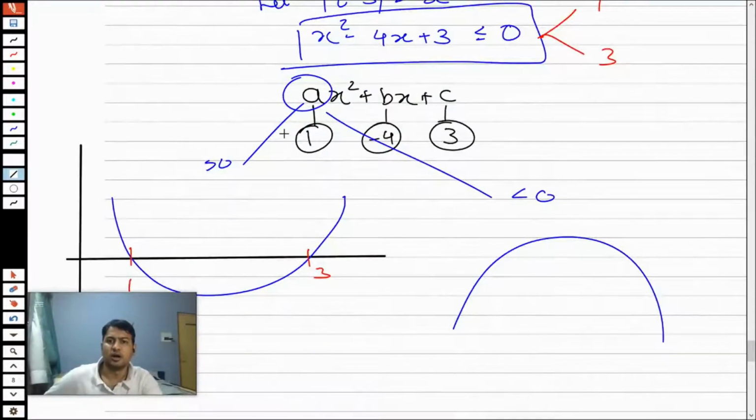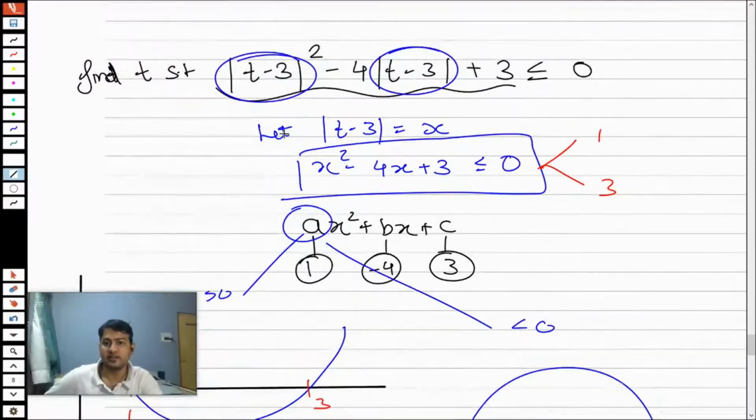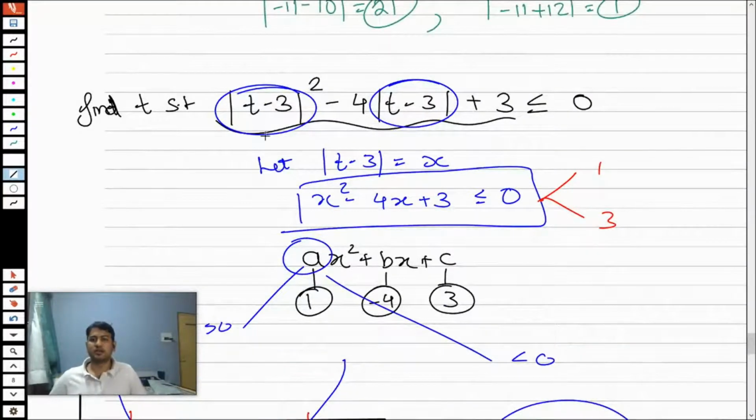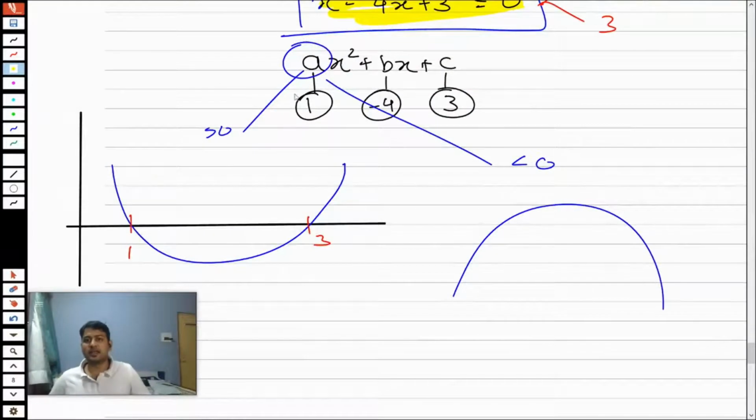Let's see. The idea right now is I'm first finding out the values of x for which this quadratic is going to be negative. So I'm interested in x such that this inequality is solved. Since my a in this case is positive, I will have a curve like this. Now, the values for which this is negative are going to be these values between 1 and 3. Okay, so I know that x should belong to [1, 3].